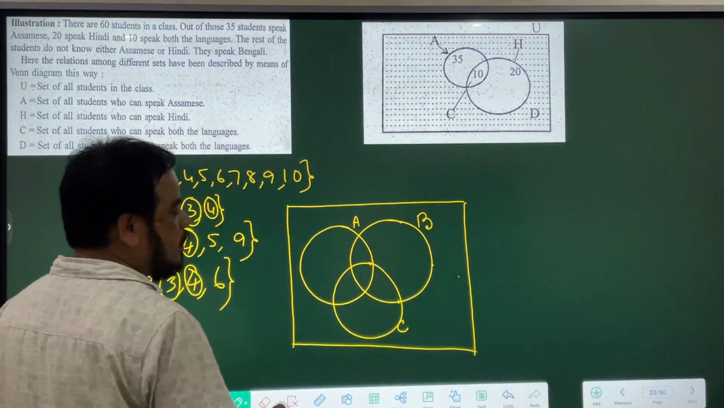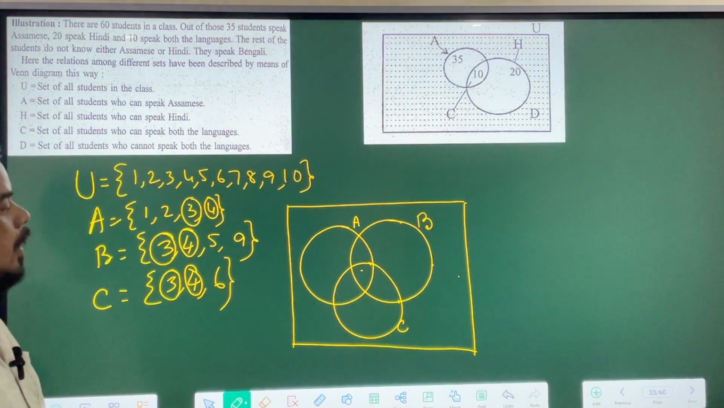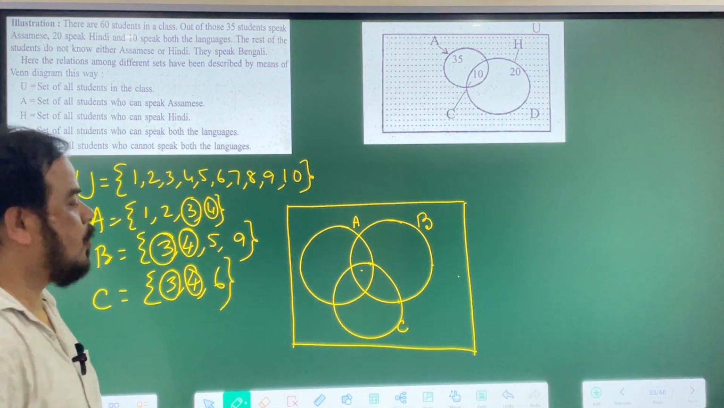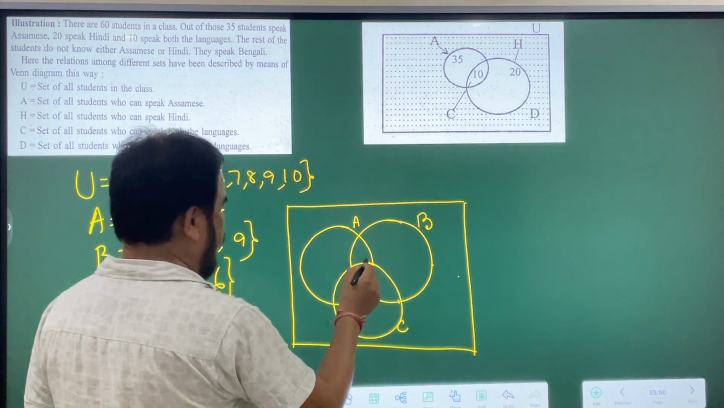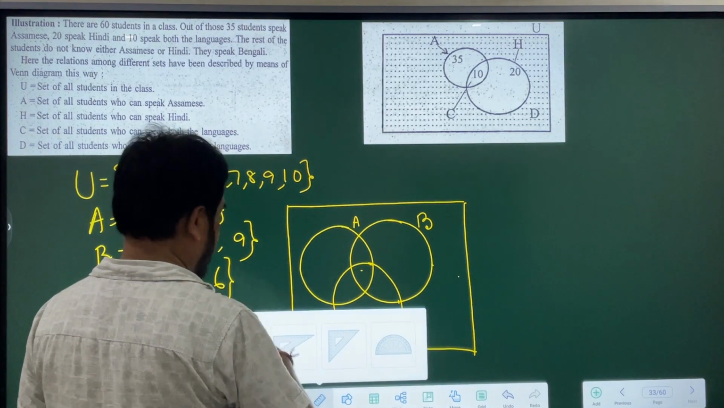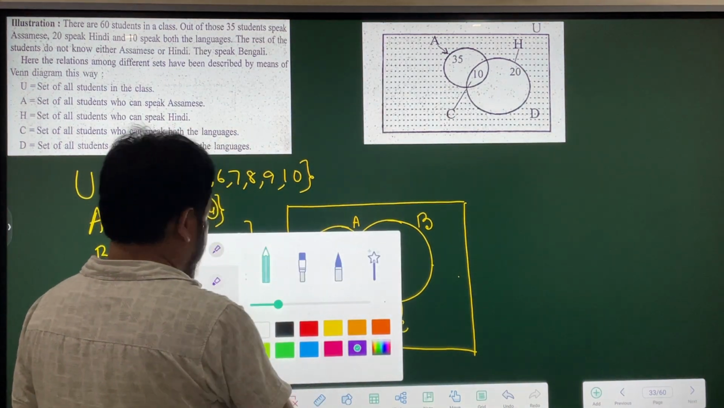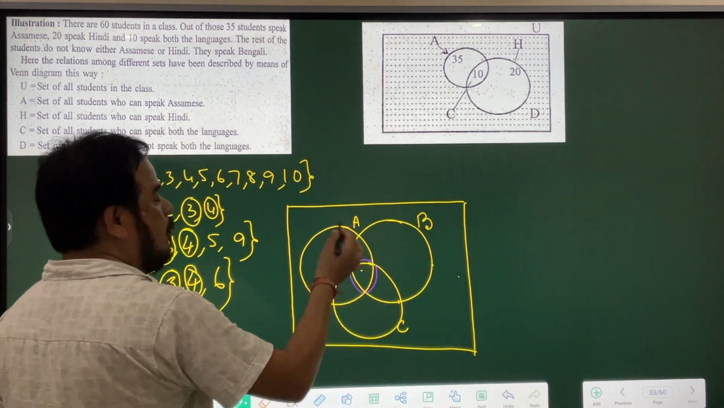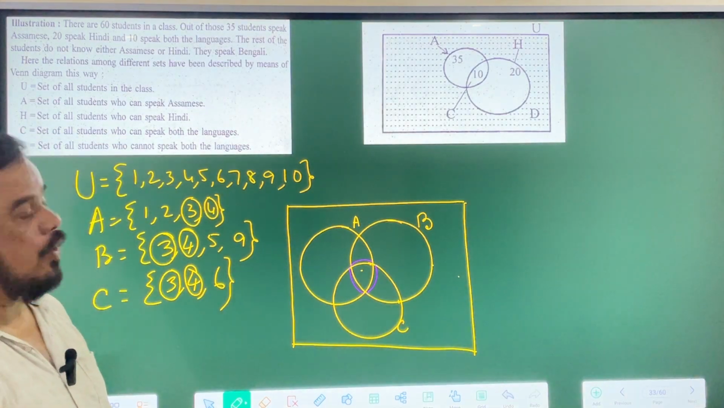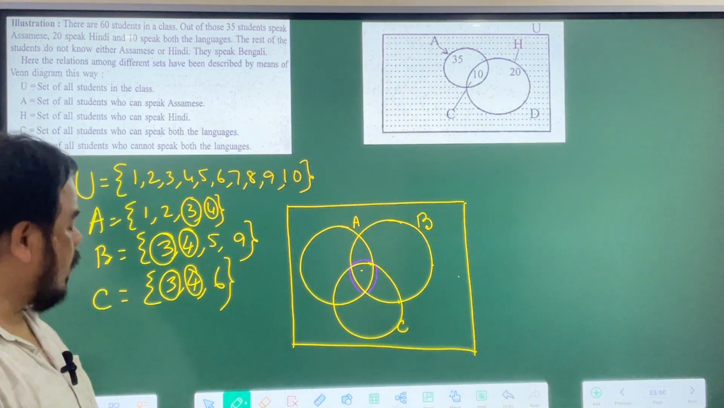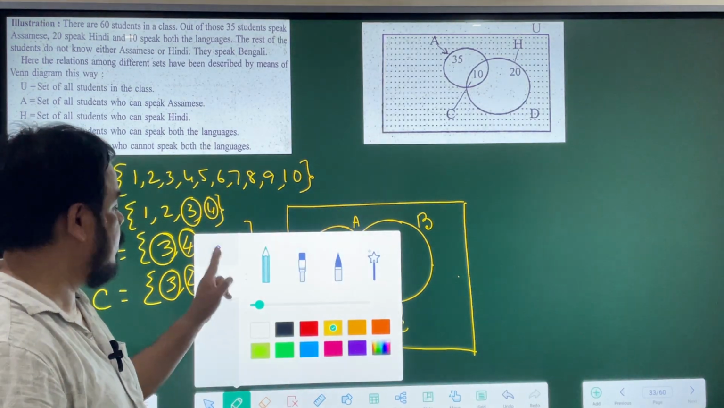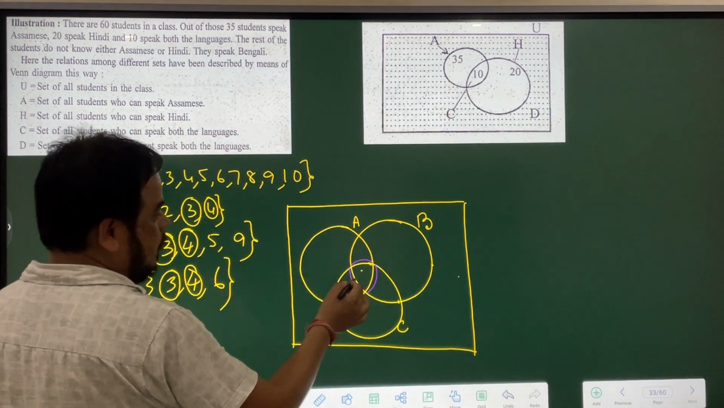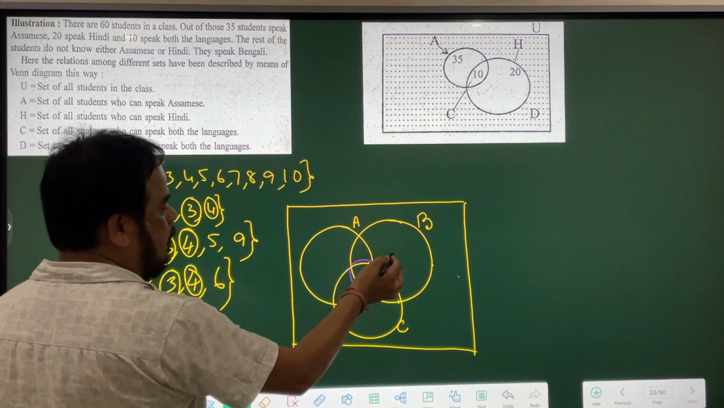This is set C. This is the common place for A, B, C, because this is surrounded by all the three circles. This is the common place for all the three circles. Now we will write the elements. I hope you understand. This place is for A and B.